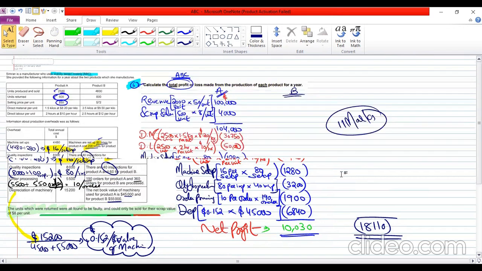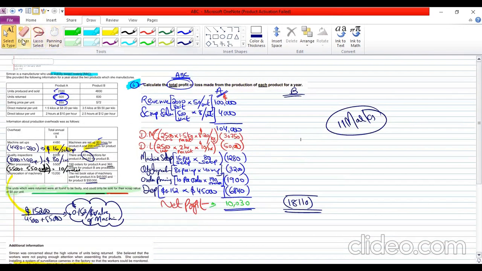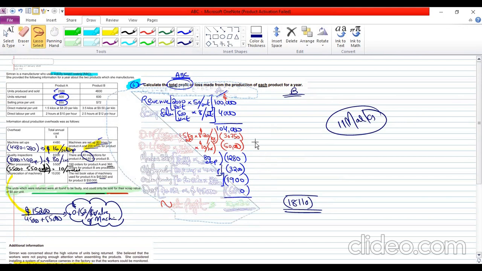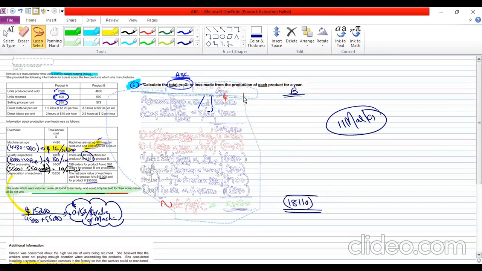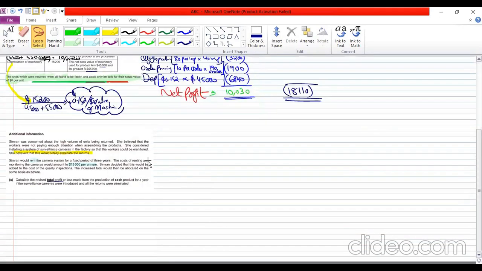So let me take the data from here, because we are going to use the same thing. Let me take the whole thing again, copy, bring it down.